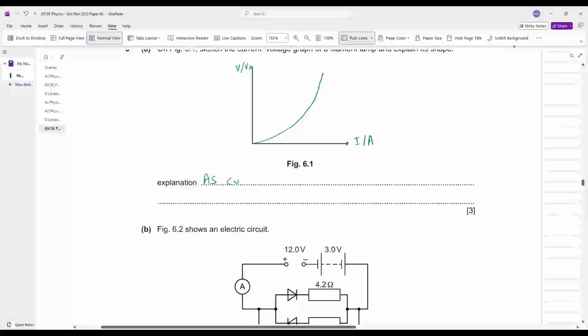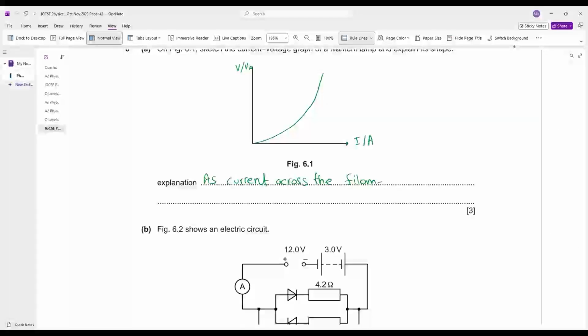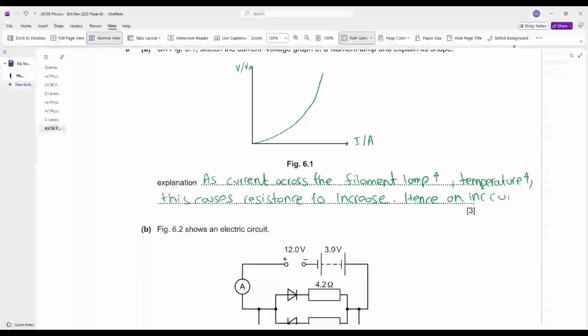You will say as current across the filament lamp increases, the temperature increases. This causes resistance to increase, hence an increasing curve. Simple. Let's further move ahead.